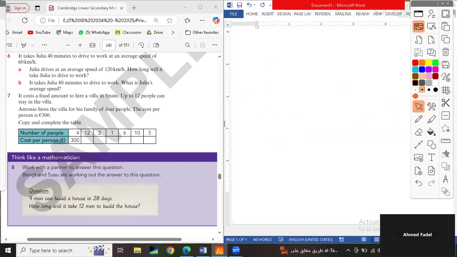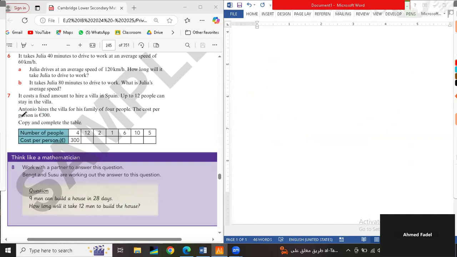It costs a fixed amount to hire a villa in Spain. Up to 12 people can stay in the villa. Antonio hires the villa for his family of 4 people. The cost per person is 300 pounds or euros. Copy and complete the table. So here they're saying 4 people for 300 each. So that villa costs how much? It costs 1,200. So from this piece of information, I know if each one is going to pay 300, then the cost of the whole villa is 1,200.